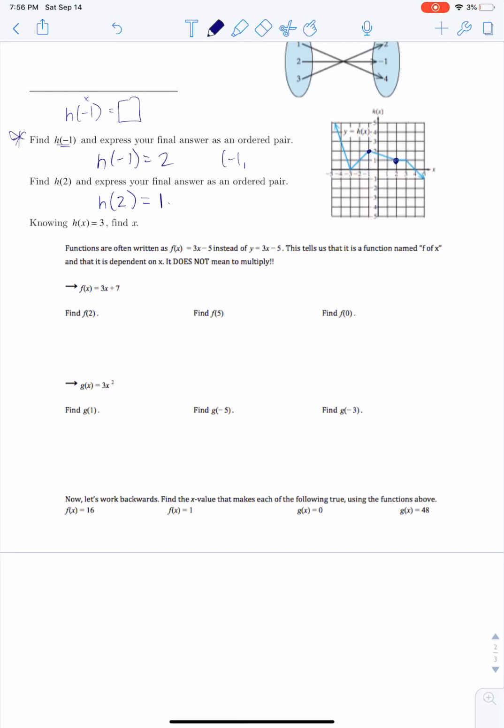So meaning that -1, 2 is a point on my graph, and meaning that 2, 1 is a point on my graph. Looking at this last piece that goes along with this graph here, knowing h of x is equal to 3, find x. This is saying what x coordinate has a y value of 3. So here's where my y value is 3. I'm looking for this guy right here, so I know that x is equal to -4, or -4, 3 is a point on my graph.